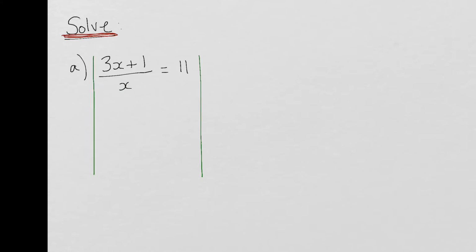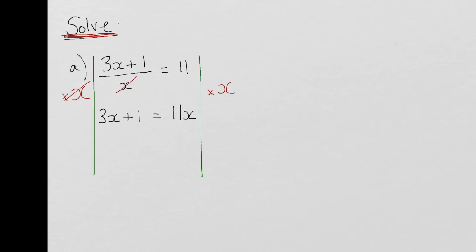If I want to get rid of that x, the easiest thing to do is to multiply both sides by x. Times-ing something by x and then dividing it by x is the same as if you thought of a number, multiplied it by 2, then divided it by 2, you'd get back to the number that you had. So if I times that by x and divide it by x, on that side I'll be left with just the 3x plus 1. And on this side, 11 times by x gives me 11x.